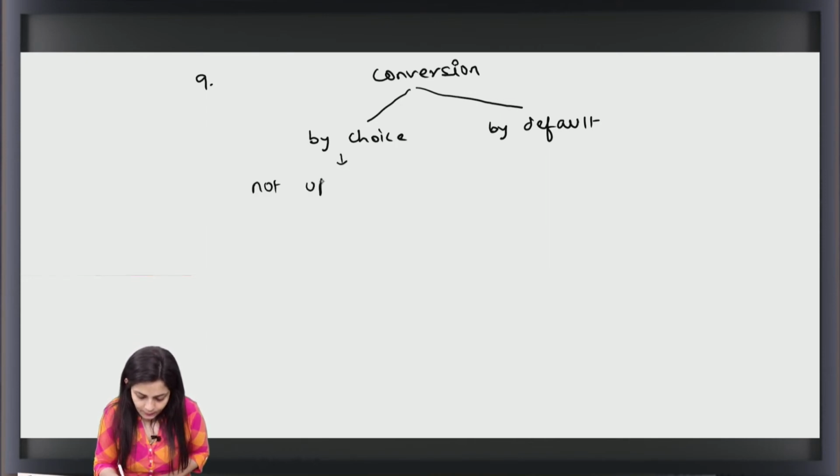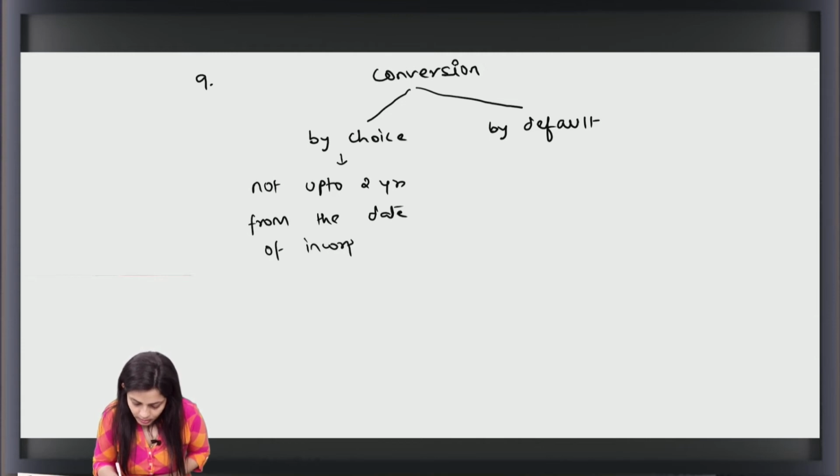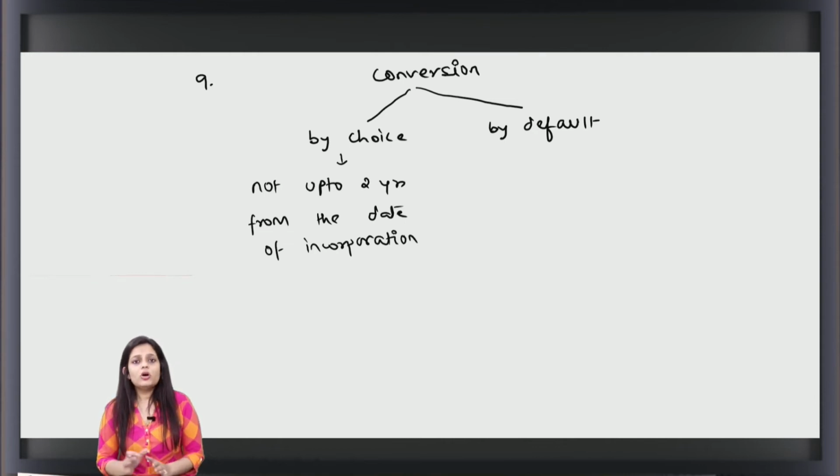not up to 2 years from the date of incorporation. So the day the OPC is incorporated, till 2 years, by choice you cannot convert into any other form of company. After 2 years, yes you can, but till 2 years you cannot convert.